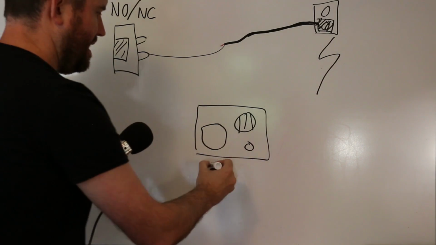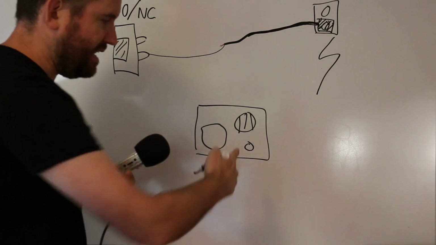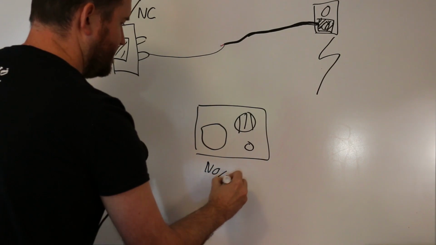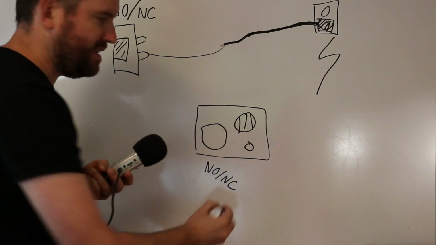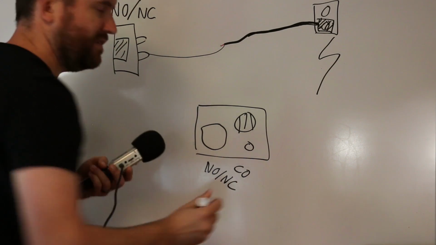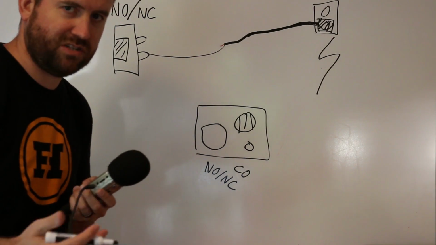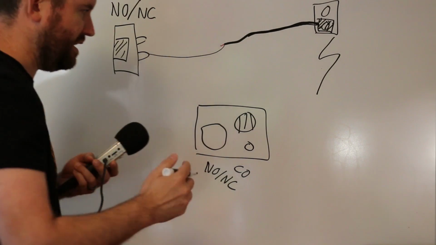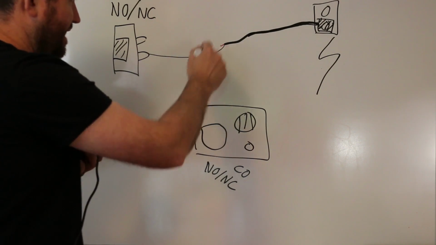And there's going to be a couple of contacts inside here. They're typically labeled NO/NC, and then the other contact is labeled CO. I believe it stands for common. Again, I'm not an electrician, so I'm not familiar with all the acronyms, but that's what they are labeled on the inside of this device. So what we need to do is basically interrupt that red one.